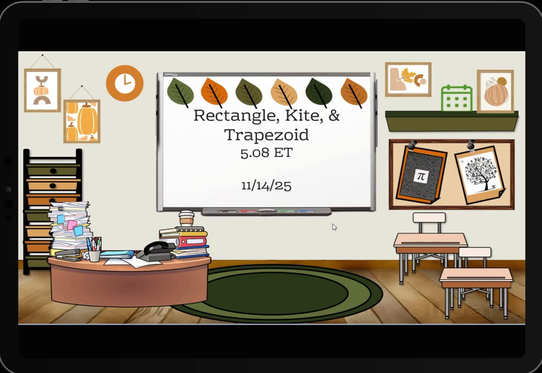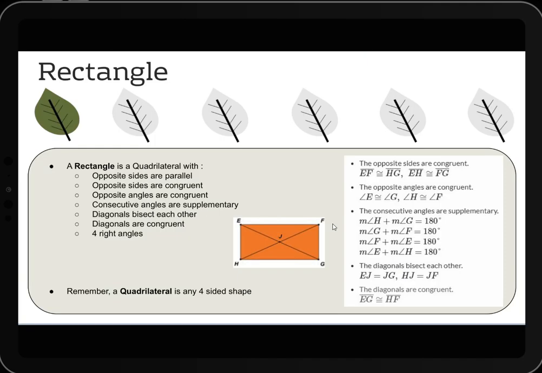Alright, this is our 5.08 lesson over rectangles, kites, and trapezoids. First, we have our rectangle. Now, a rectangle has several properties that we can see here.